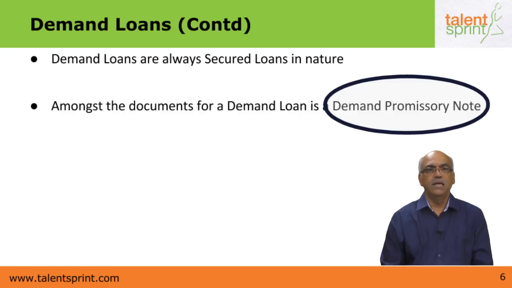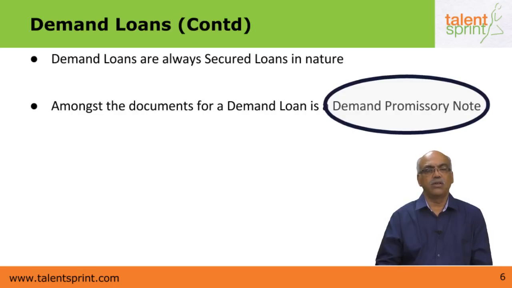A DPN has to be obtained from the customer when the loan is sanctioned. When the loan is sanctioned, the customer signs a demand promissory note saying that on demand by the bank, I so and so hereby agree to repay to the bank the amount of such and such rupees along with interest at the rate of so much percentage on and from this date to this date. That is how a demand promissory note is always worded. This demand promissory note legally is valid for a period of 3 years.